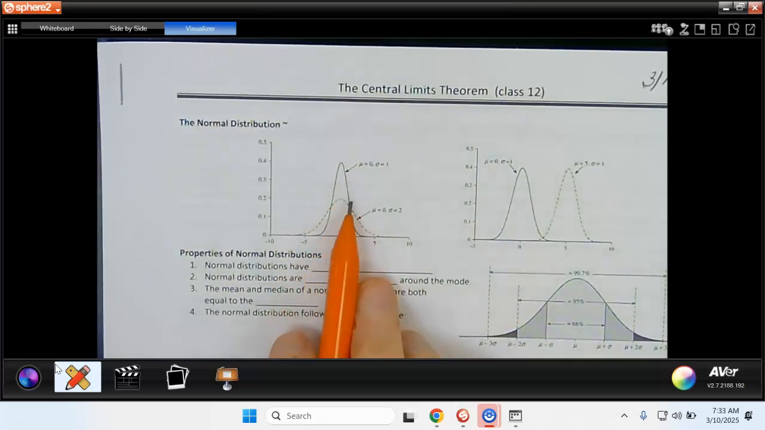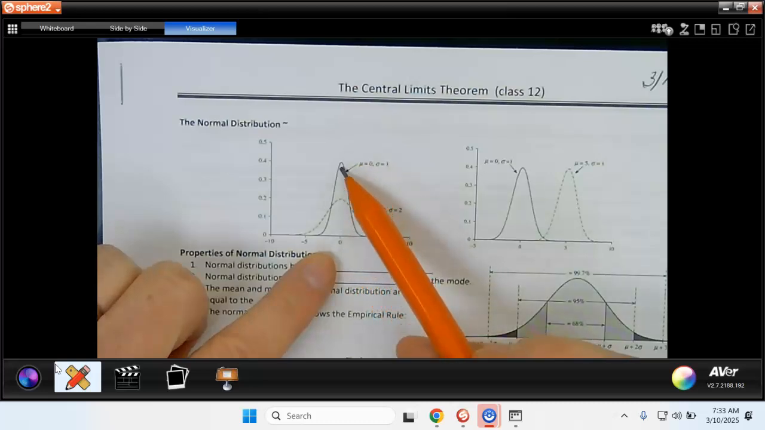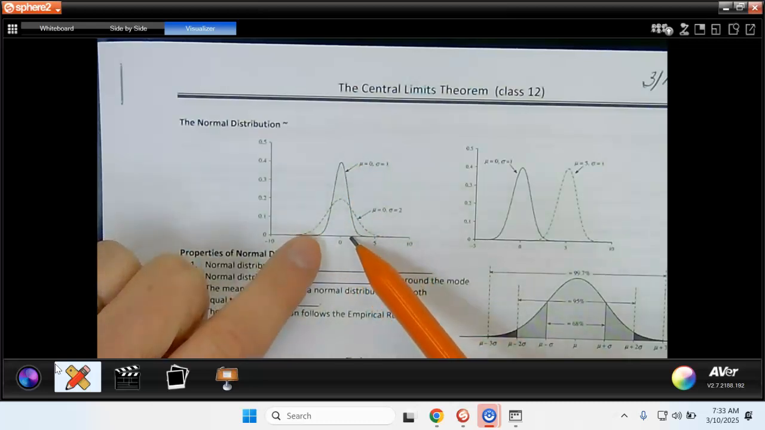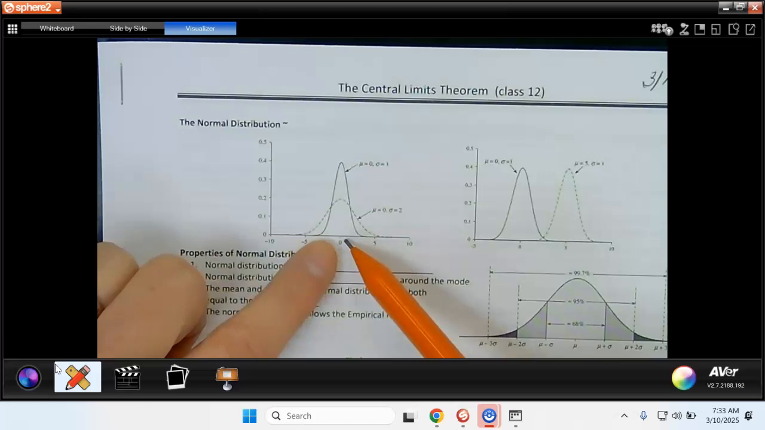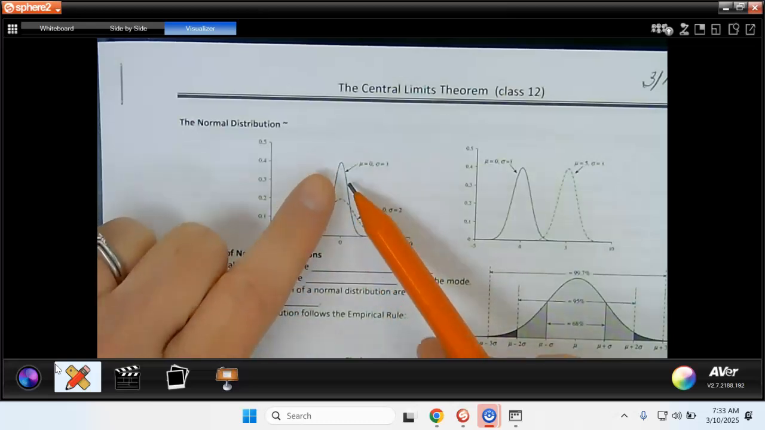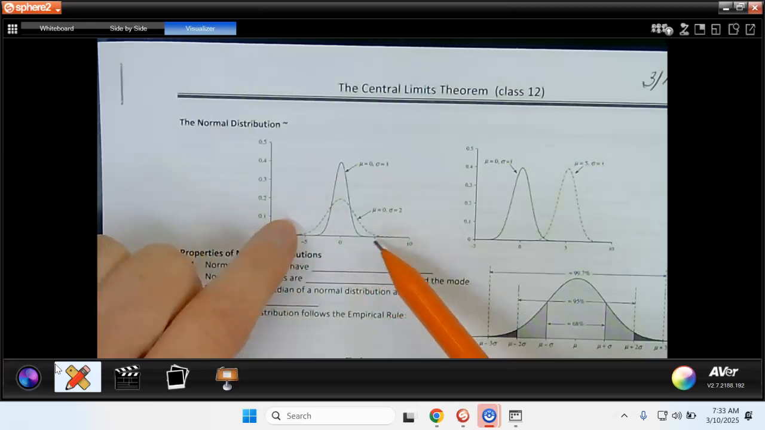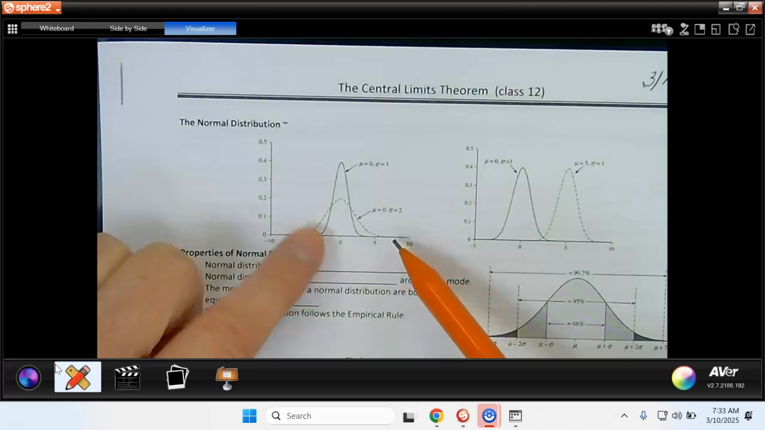Notice here we have two normal distributions, right? One is solid and one is dotted. Both of them have the mean at 0, but your standard deviation is different for both of them. So if your mean is at 0 and you have a standard deviation of 1, it's going to be much more tall and narrow than if you have a standard deviation of 2, because from here you'd have to go out 2 and then go out 2 more.